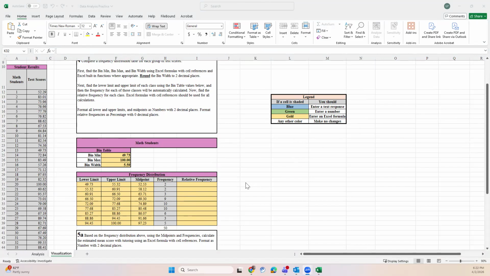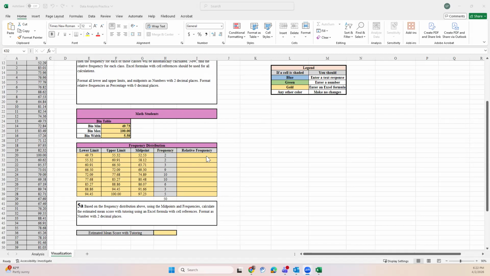All right, so we have everything there. We have a couple of things to do. We still need to get a relative frequency, and we know that's a percentage with 0 decimal places. And then we need to do the estimated mean score with tutoring. So first, let's start with the relative frequency.